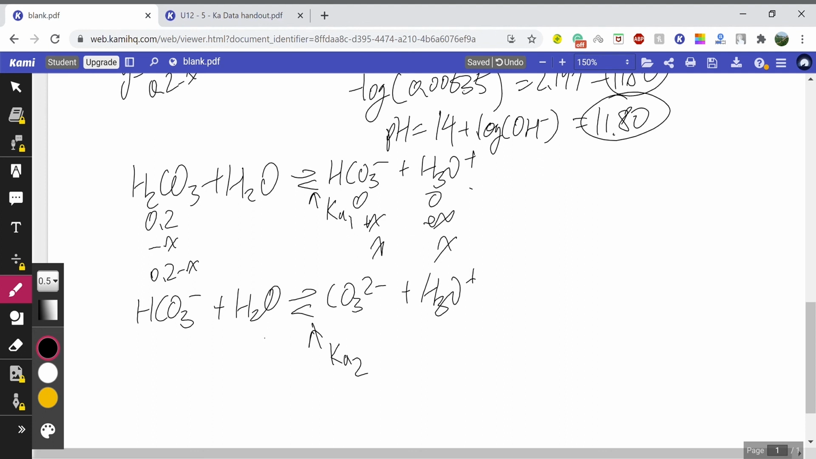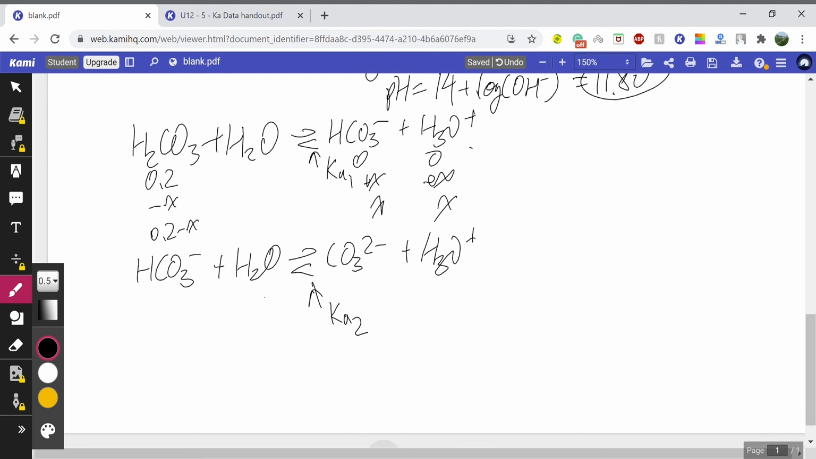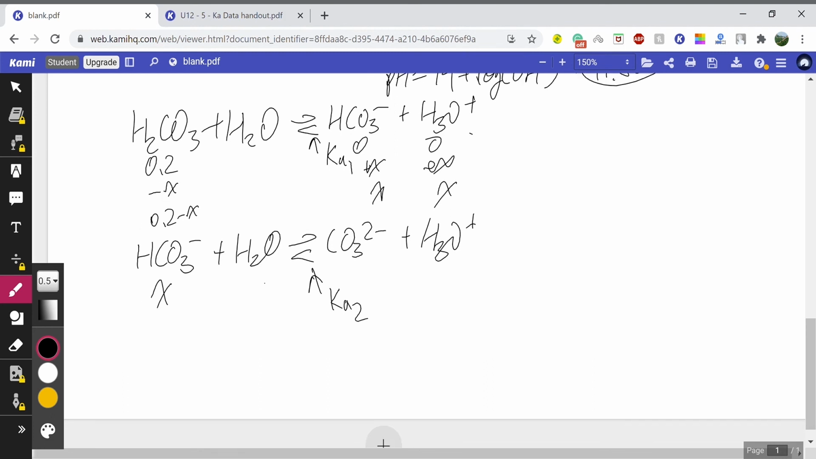Now, after you found the x, notice that HCO3 minus is now the x value. So you will not use 0.2 over here. Instead, you will use x. Now, the new H3O plus value is also x. So instead of putting 0 over here, you'll put x because you already have some H3O plus. Now, with this, you're going to do the RICE chart for the second time. You're going to look for the second values of the change to solve for the final equilibrium.